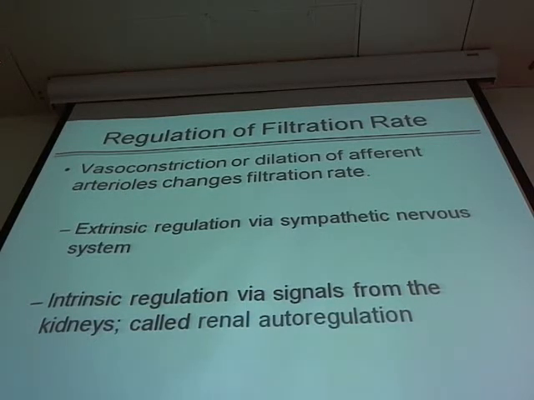Regulation. Vasoconstriction or dilation of afferent arterioles. Again, extrinsic system, the sympathetic nervous system, controls the amount of blood that goes to the kidney. In fight or flight, you don't want your blood going to the kidney. You want to carry nutrients to the heart and the muscles.